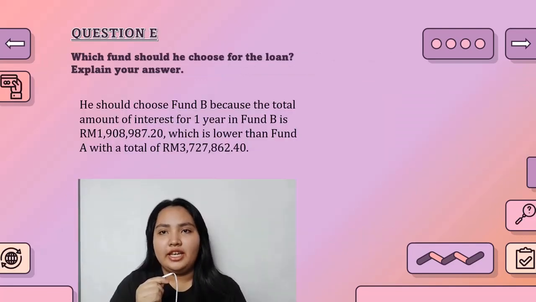Question E. Which fund should he choose for the loan? Explain your answer. He should choose Fund B because the total amount of interest for 1 year in Fund B is 1,908,987 ringgit 20 cents, which is lower than Fund A with a total of 3,727,862 ringgit and 40 cents.